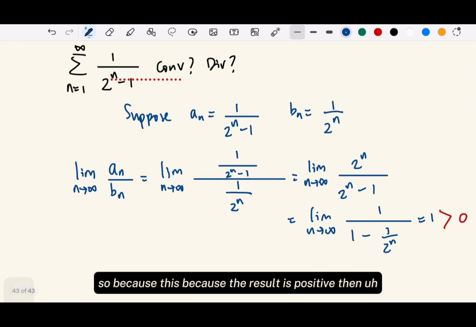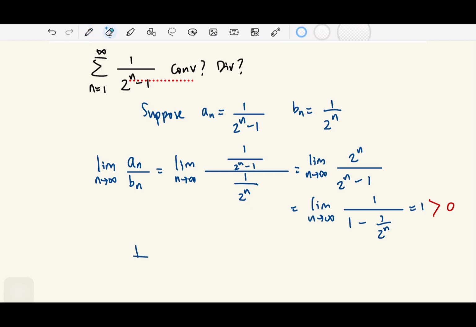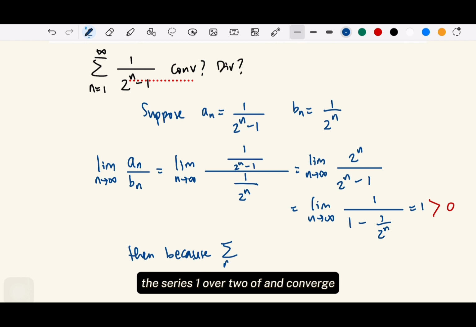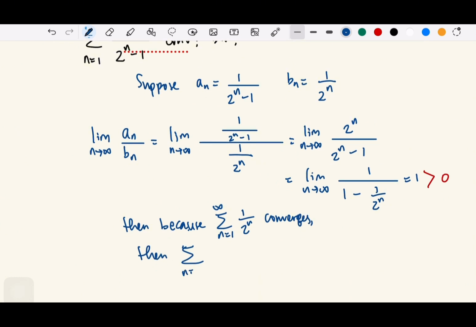So because the result is positive, then because the series 1 over 2 power of n converges, then the series also converges.